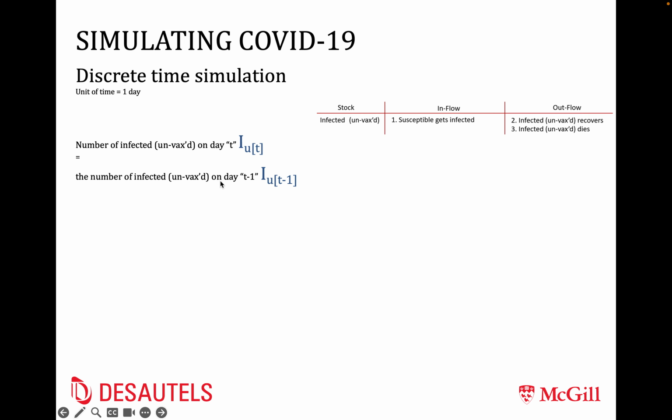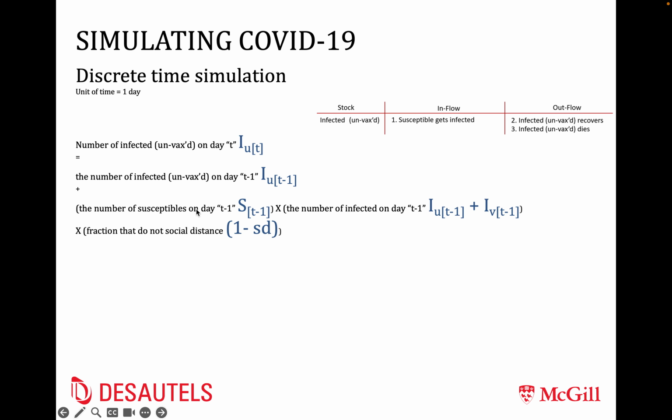So today is equal to the same number of infected individuals yesterday, plus the inflow, which is the number of susceptibles that get infected, which is the number of susceptibles in the previous day times the number of infected individuals, both unvaccinated and vaccinated, right? So this is the number of contacts between susceptible and infected individuals on the previous day, times the fraction that do not social distance. So this is the effect of contacts, right? Because if everyone was social distancing, there would be no contacts, times the infection rate per contact, right? So now we have sort of the contact rate times the infection rate per contact.